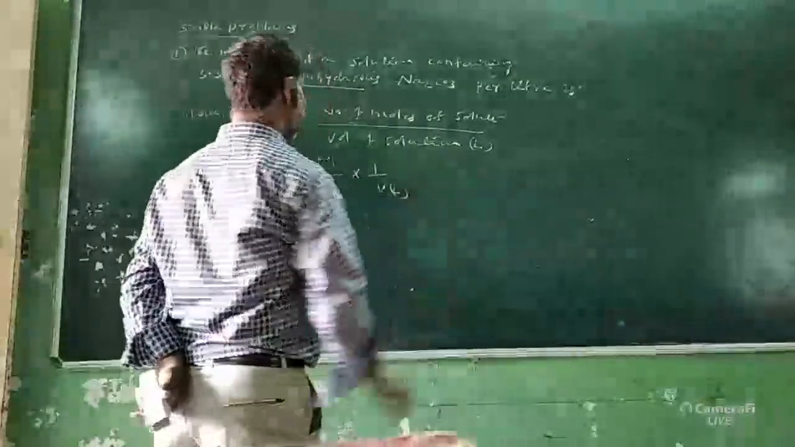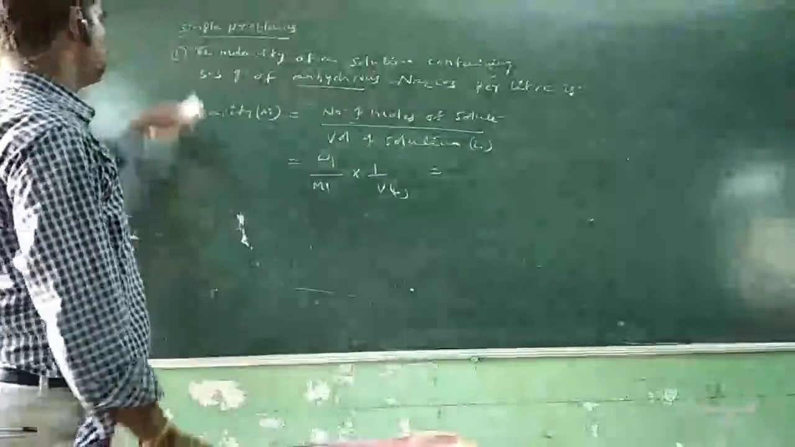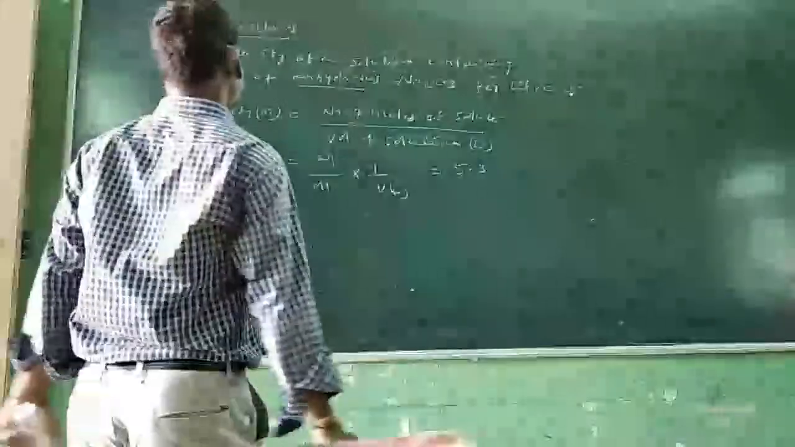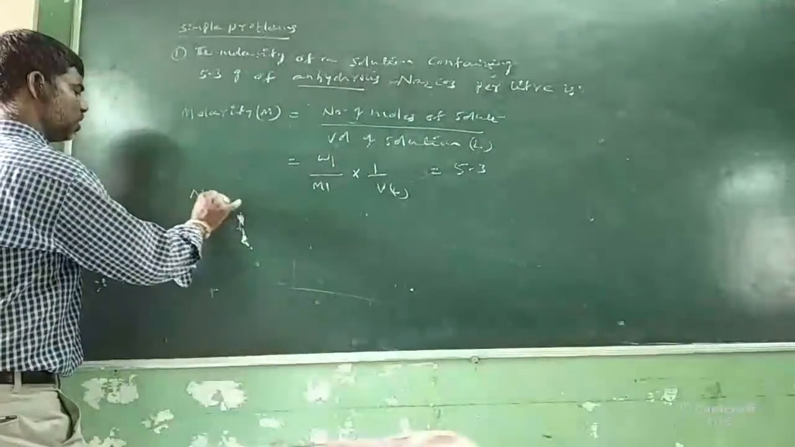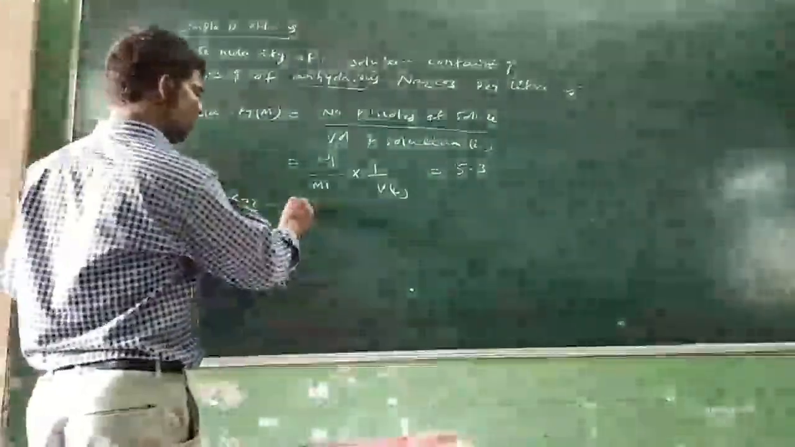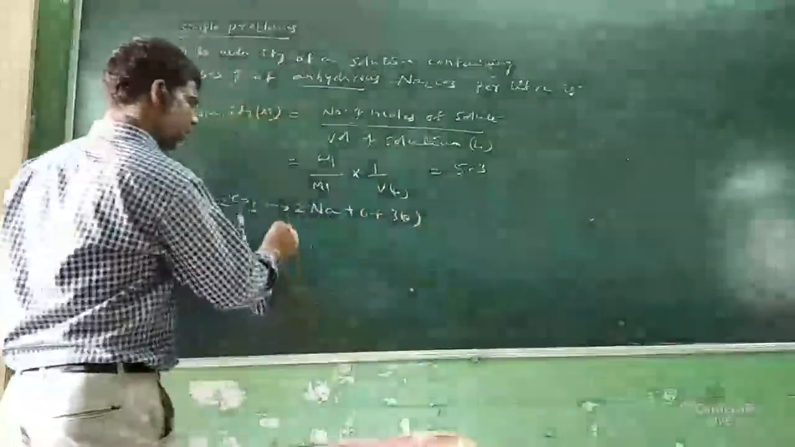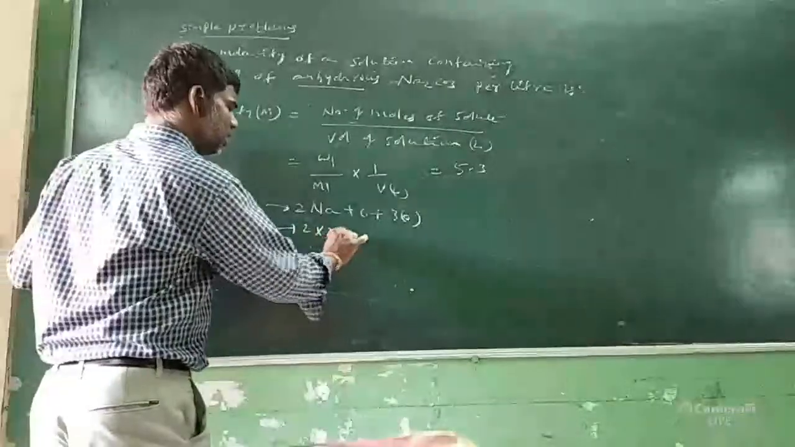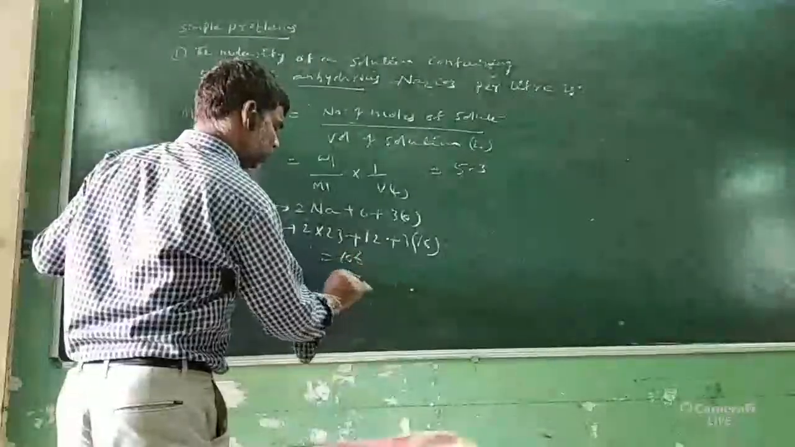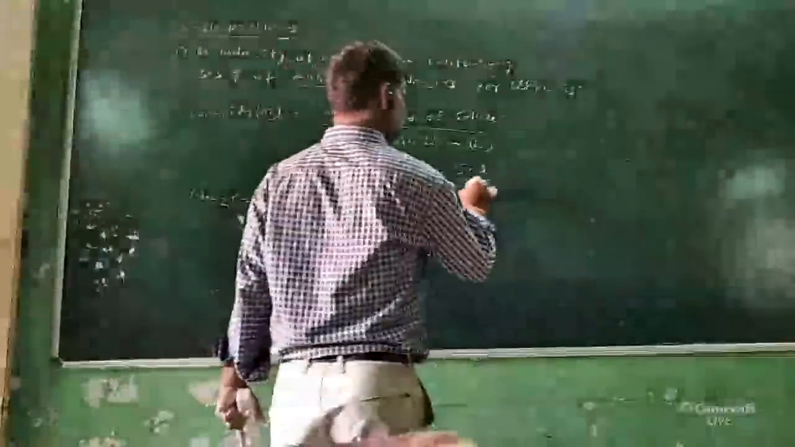Remember that the weight of solute is 5.3 grams. Divide by the gram molecular weight of Na2CO3. Here we have 2 Na, 1 carbon and 3 oxygens. If you calculate, 2 into 23 plus 12 plus 3 into 16, we have 106. So the gram molecular weight of Na2CO3 is 106.